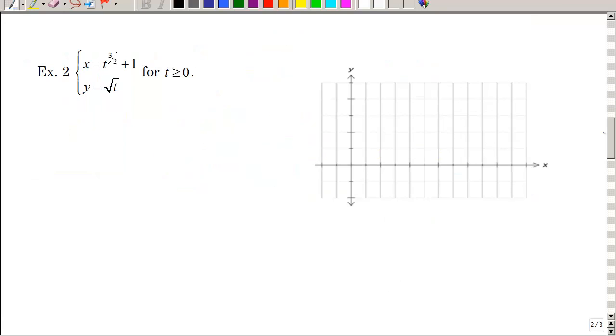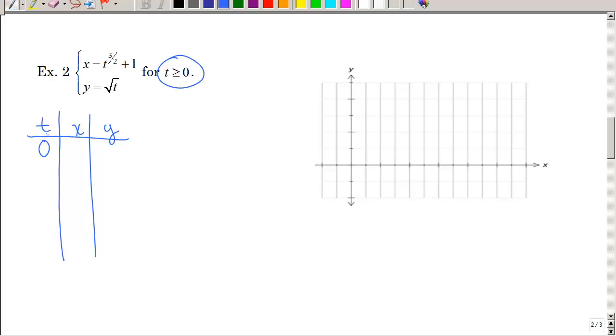Let's do the second one. Right, so we want to graph it, indicate its orientation, and then eliminate the parameter. You do not have to do it in any particular order. I like to graph it first. Again, my independent variable t, and then x, and then y. Okay, so look at here. t can be as small as 0 and then keep going. So I could just randomly pick some numbers greater than 0, that's okay.